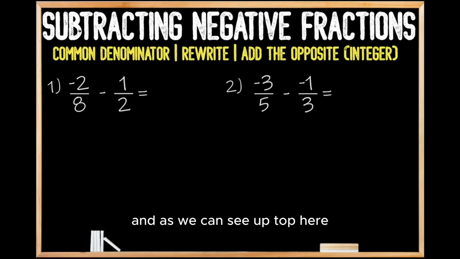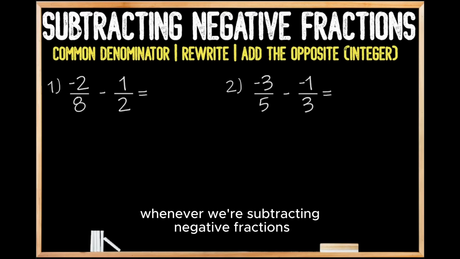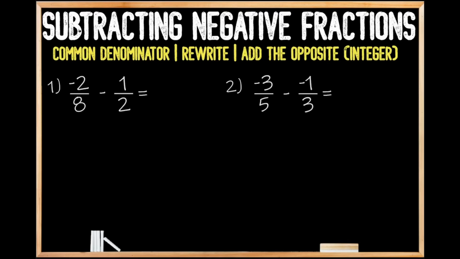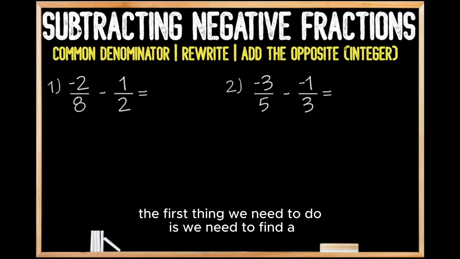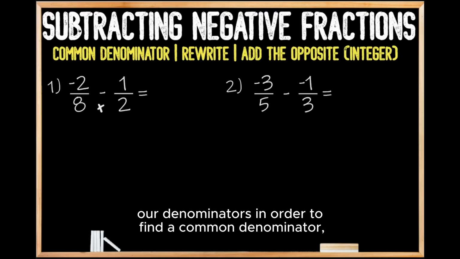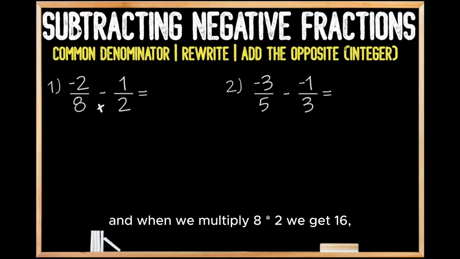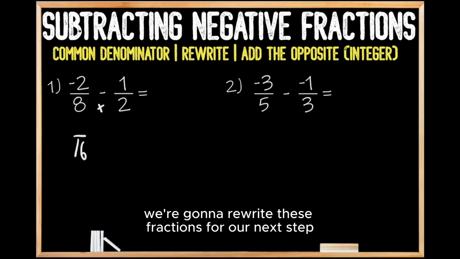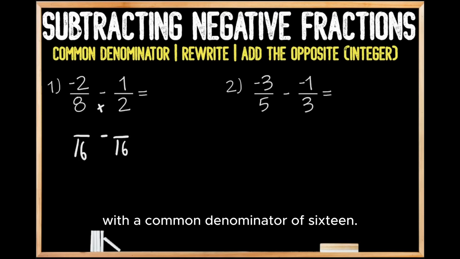As we can see up top here highlighted in yellow, whenever we're subtracting negative fractions that have different denominators, the first thing we need to do is find a common denominator. To do this, we're going to multiply our denominators. When we multiply 8 times 2, we get 16. So down below, we're going to rewrite these fractions for our next step with the common denominator of 16.